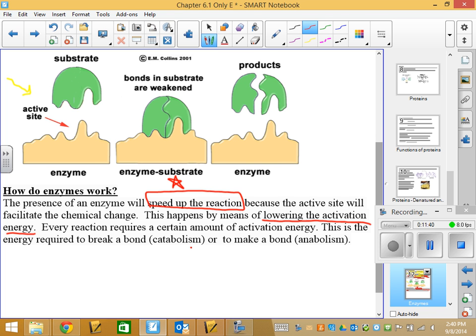Anytime a chemical reaction is going to happen, you need a little bit of energy to get it going. Even if it's a reaction that's going to produce energy in the long run, you always need to give a little bit of energy to get things started. That's the activation energy. So every reaction requires a certain amount of activation energy, energy to get it going. This is the energy required to break a bond or to make a bond. So if I want to start a chemical reaction, I got to start somewhere, and that always takes a little bit of energy.